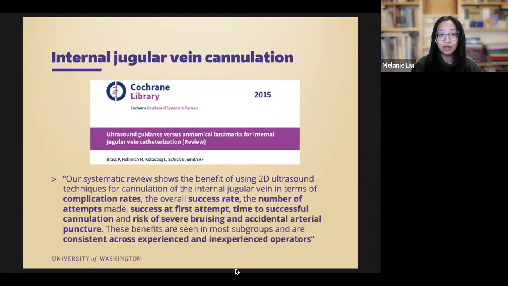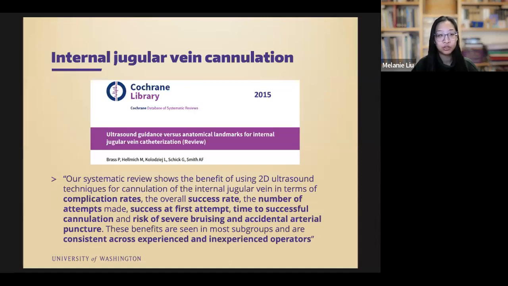By ultrasound, I think this has had very good evidence for benefit, for using ultrasound for internal jugular vein cannulation. In 2015, there was a Cochrane review, a meta-analysis of data, which showed the benefit of using 2D ultrasound techniques in terms of decreasing complication rates, increasing the overall success rate, decreasing the number of attempts made, increasing first attempt success, and decreasing the time to successful cannulation, as well as decreasing the severity of accidental puncture of adjacent structures.